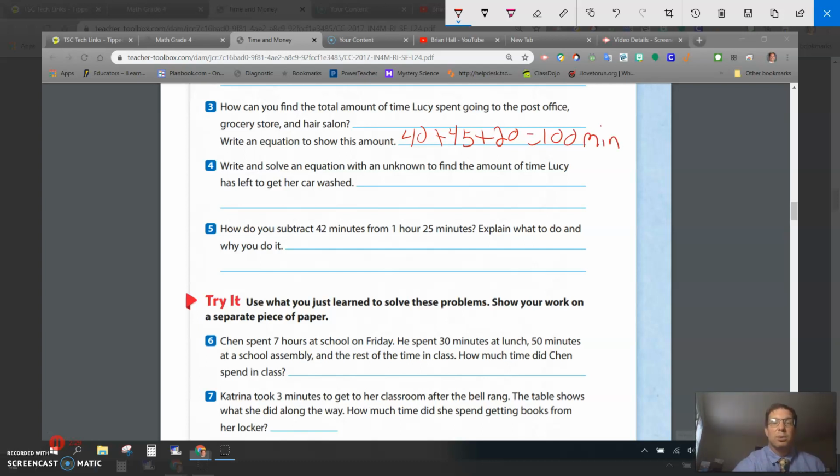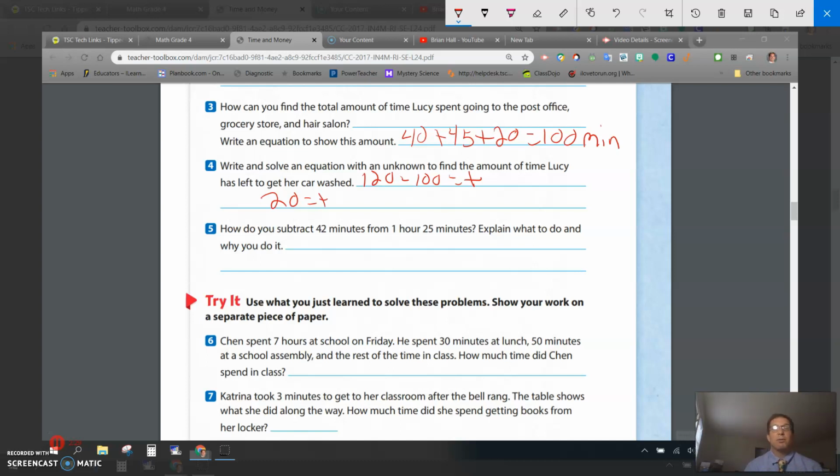Right. So we have to figure out how much time is left to get our car washed. The equation would be 120 minus 100 equals time left. Since time starts with a T, I'm going to put a T. And then it says to solve it. So 120 minus 100 minutes equals T. So she has 20 minutes to get her car washed.